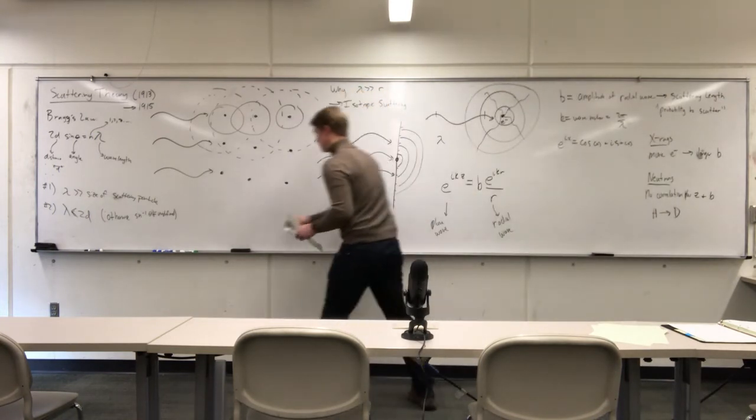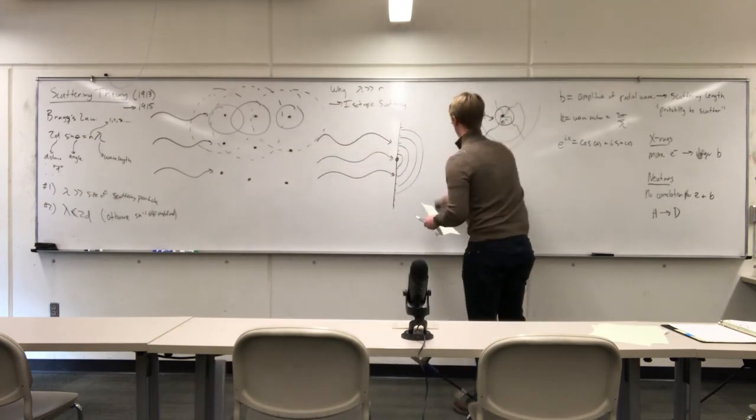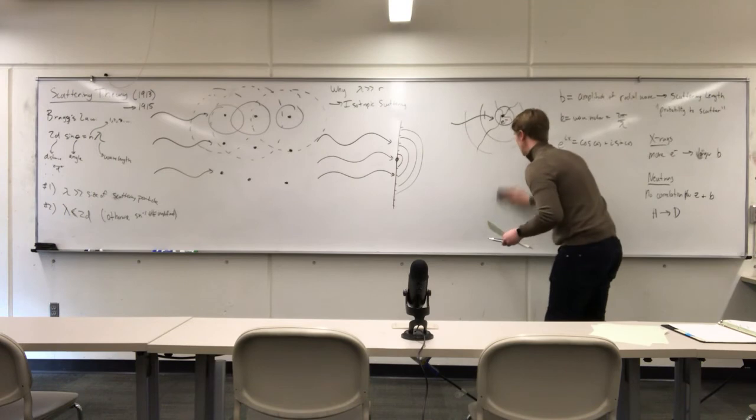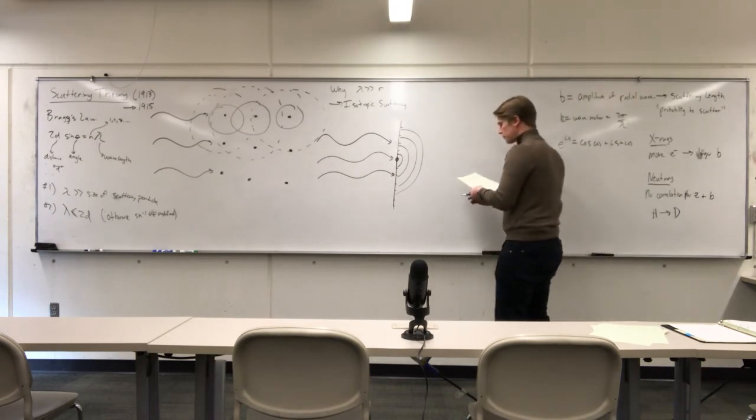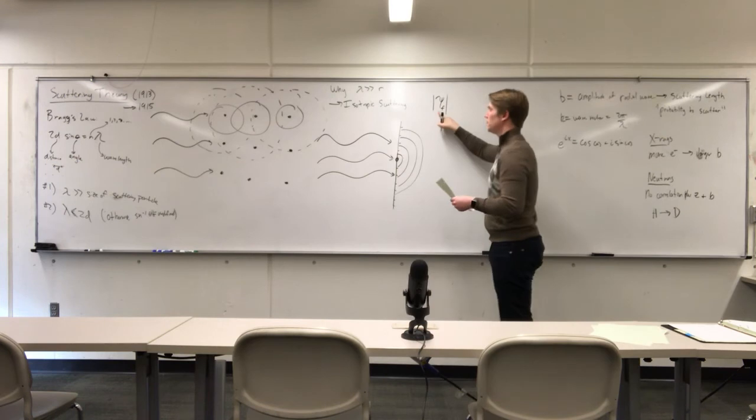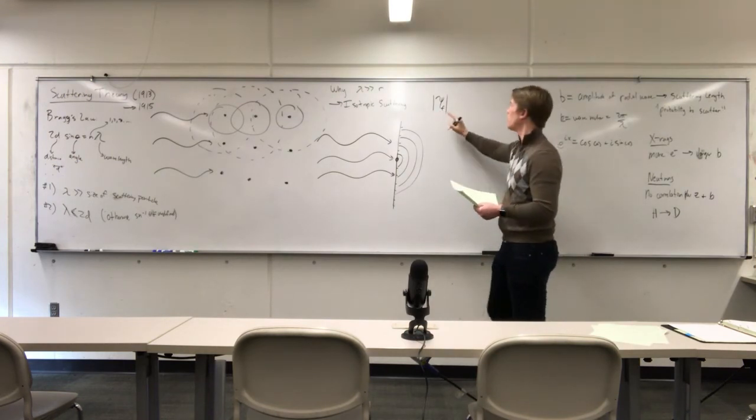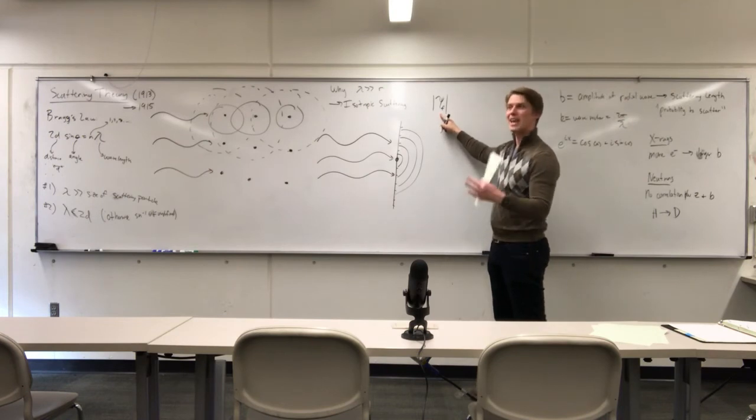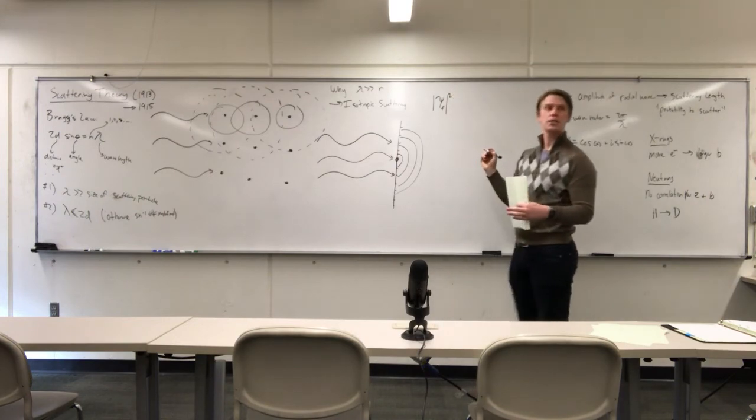Now, mathematically, I'm going to give you the governing equation for scattering theory. So this is the wave function of the scattered radiation. What we care about is not the wave function. We can't see wave functions. All we can see is the complex conjugate of wave functions. So we take the complex conjugate of the wave function.